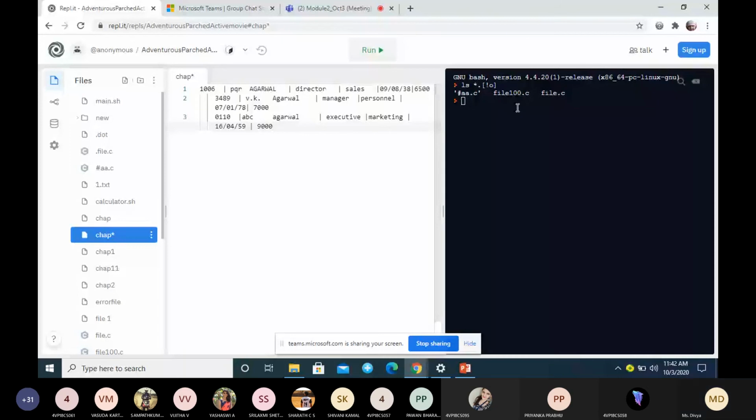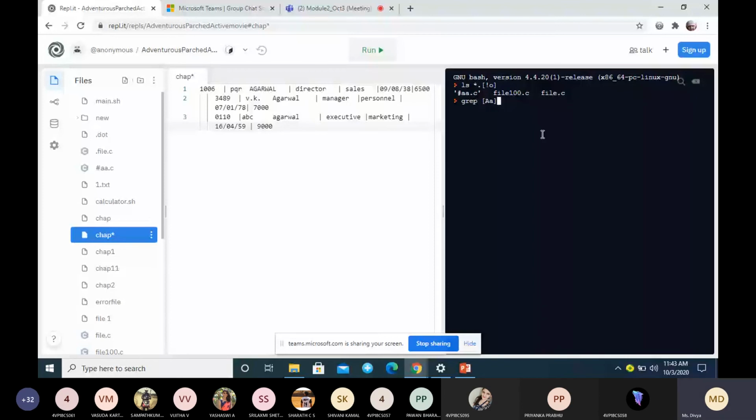I want to match all the lines which have the pattern Agarwal. But the condition is that the first character can be either a capital letter A or a small letter A, and we are not sure which. In that case, we can write grep. We write it like this because it will match both capital A as well as small a.